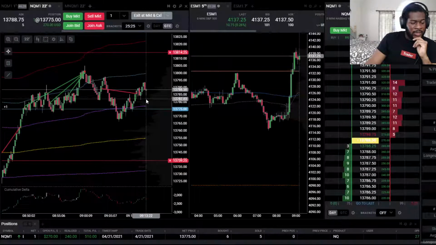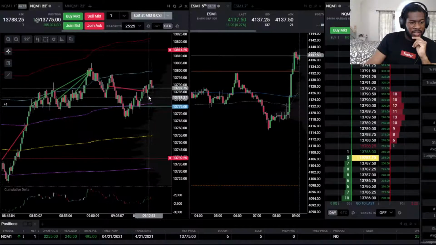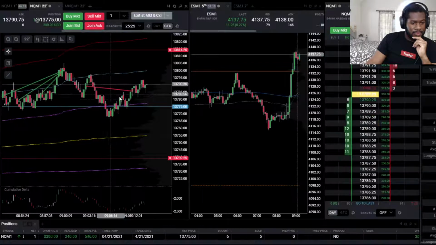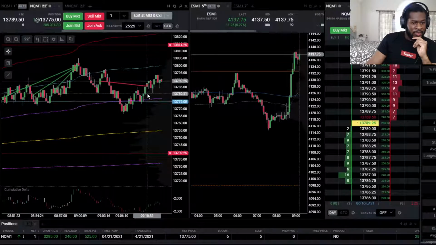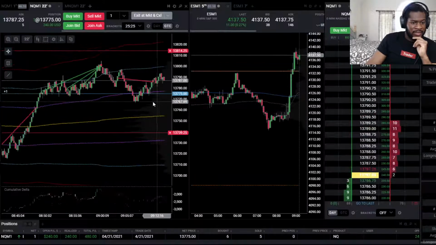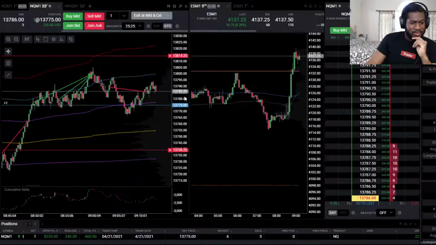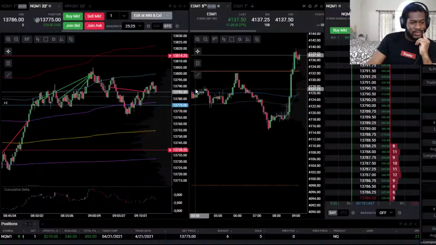Trying to get a sense for how much conviction this thing has. Do I think it's actually going to break above? I really want to say yeah, I think it will, and so I really want to add, but I don't want to be wrong on 2 contracts.